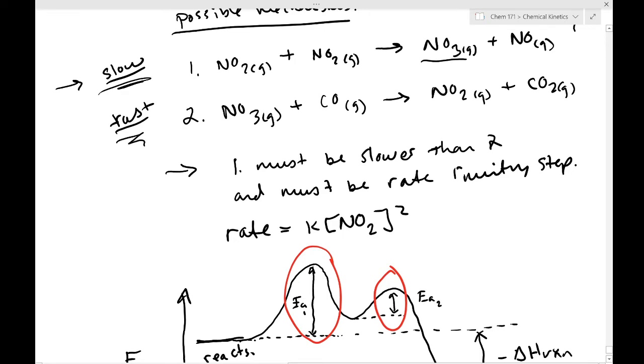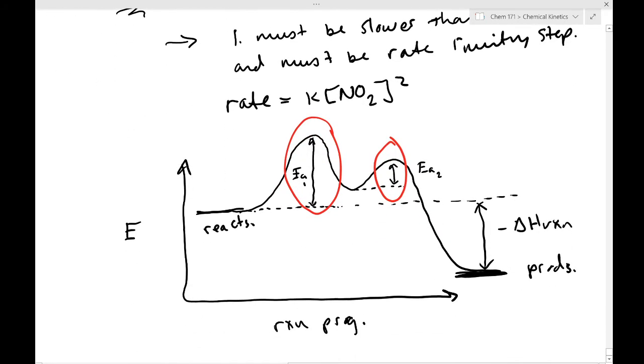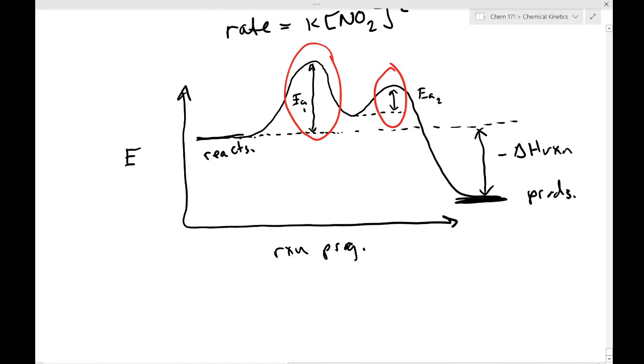If you recall back from the description of the rate constant, k is equal to A times e to the negative Ea over RT.